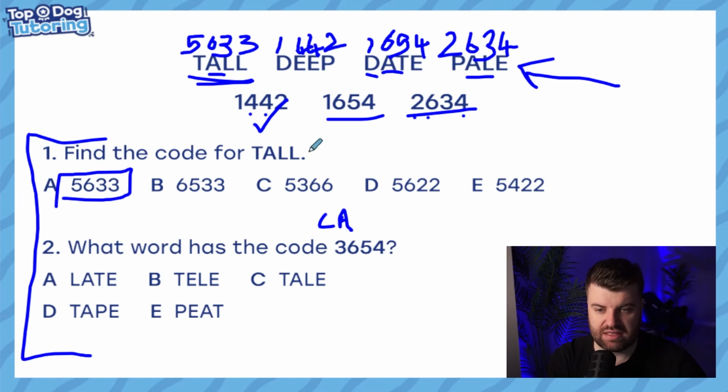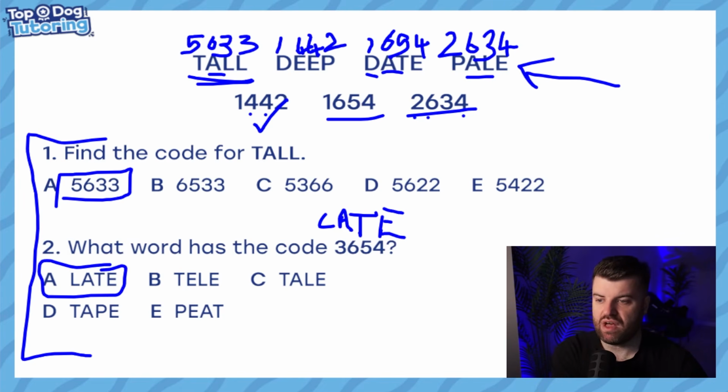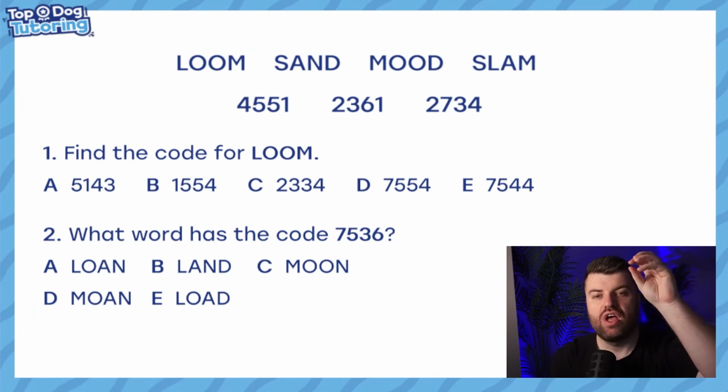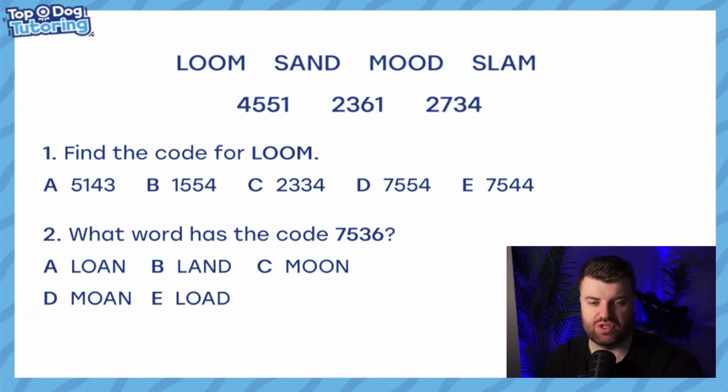5 is T. And 4 is E. I've just solved it in less than 10 seconds. The answer is A, late, and we can move on. It's as simple as that. So that's the key. Can you spot how to put your foot in the door to crack the code?